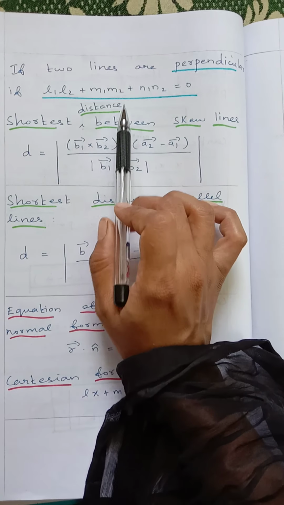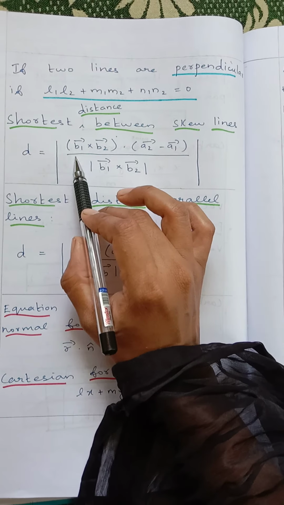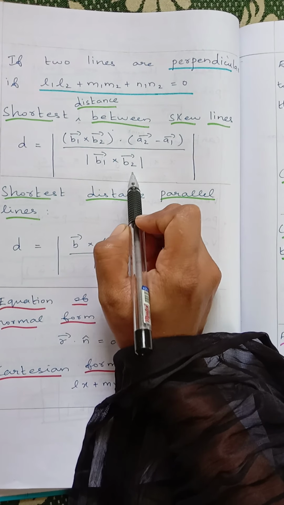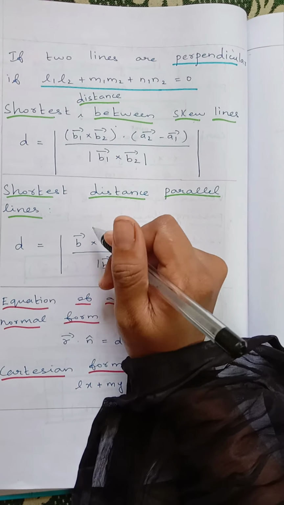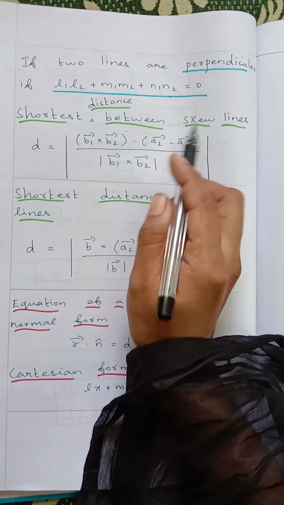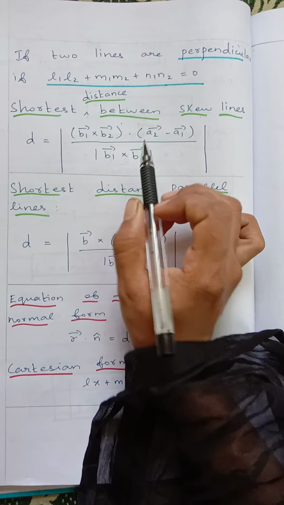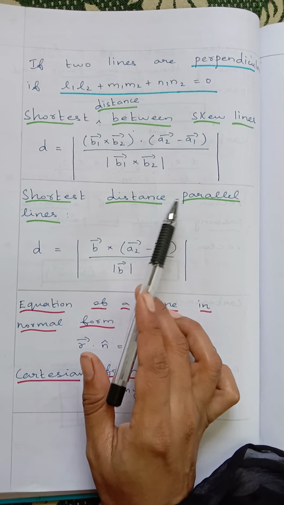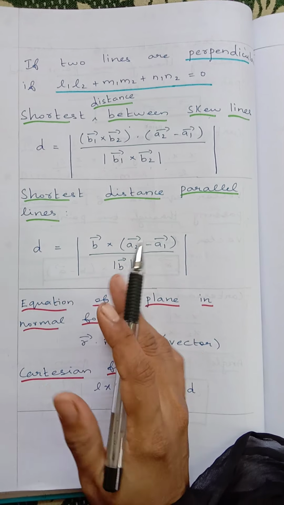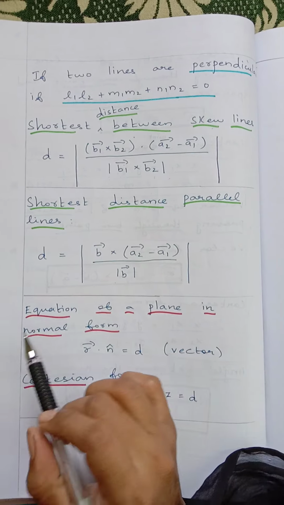Next one is the shortest distance between skew lines, right? d is equal to b1 cross b2 dot a2 minus a1, by magnitude of b1 vector cross b2 vector. What is the meaning of skew lines? Neither intersecting nor parallel. Okay, so this is the shortest distance between skew lines. And this is the shortest distance between parallel lines. Parallel lines means there will be only one b, right? So that is b vector cross a2 minus a1 by magnitude of b.